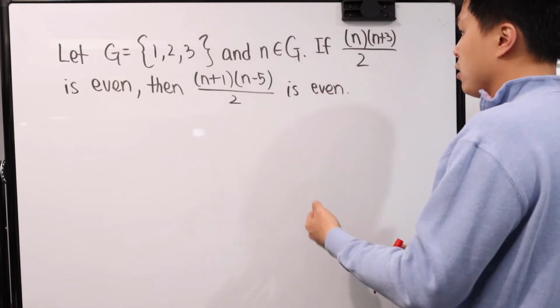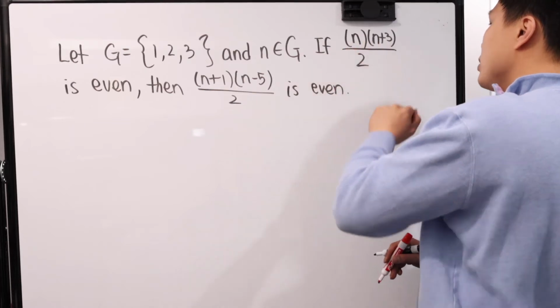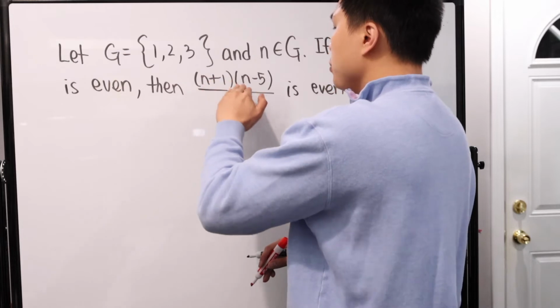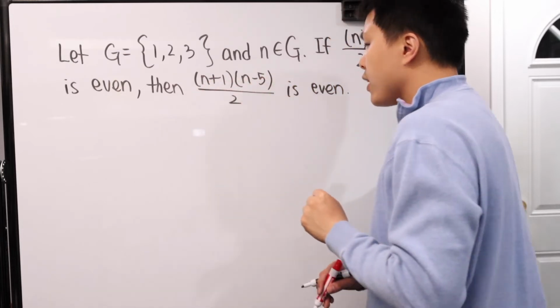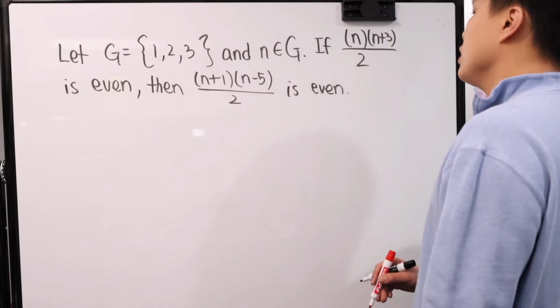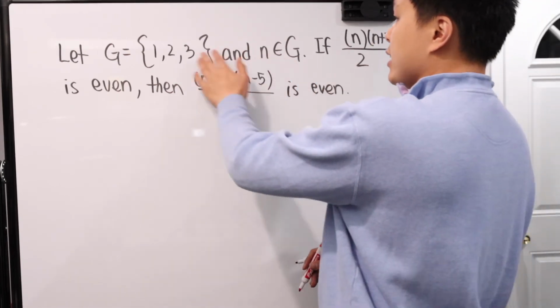Now let's look at the next part. If n times (n plus 3) divided by 2 is even, then (n plus 1) times (n minus 5) over 2 is even. That's what we want to prove. Okay, well, the n is just basically the n as an element of G.